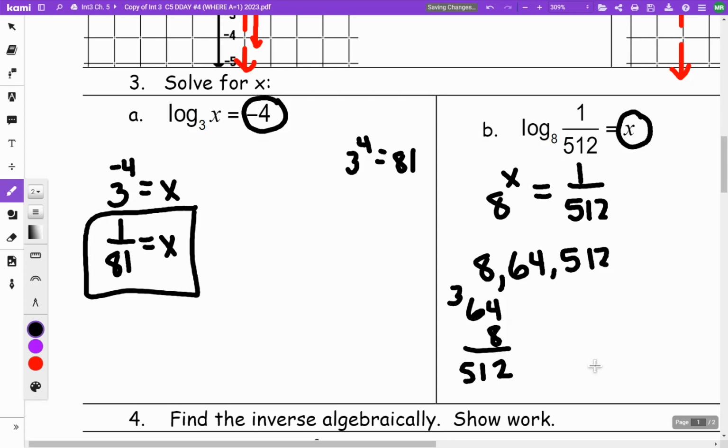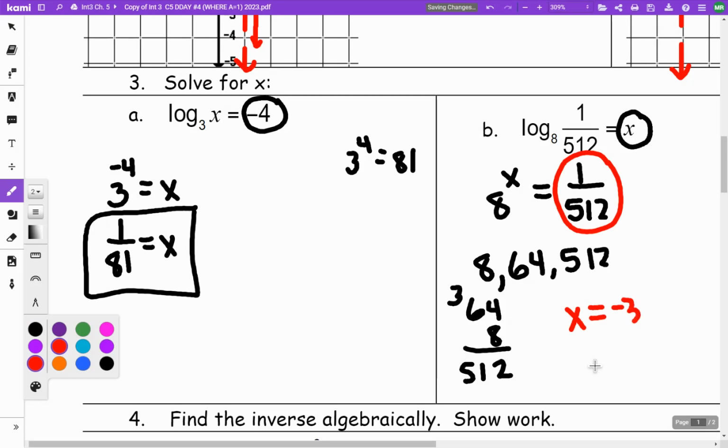But I want 1 over 512. So that means my x is not going to be 3. It's going to be a negative 3 because that will flip it and make it a reciprocal.